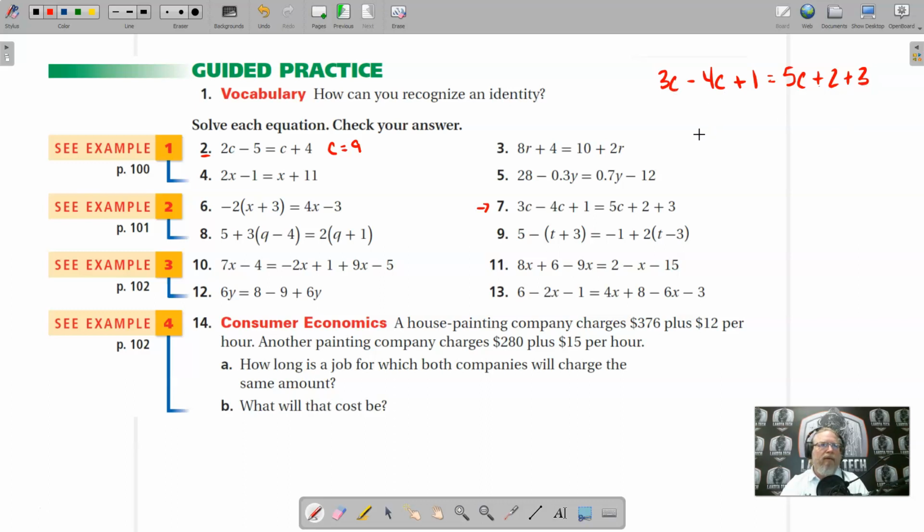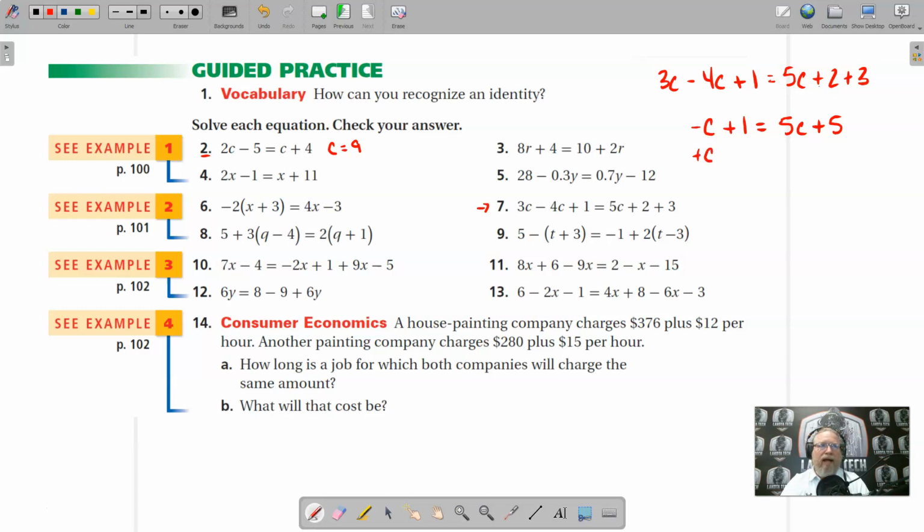3 minus 4 is negative 1. So I could say negative 1c, but I don't think I want to do that. I think I'm just going to put negative c. And then plus 1 equals, and I have 5c over here, and then 2 plus 3 is 5. All right, now I could subtract 5c from each side to get rid of this 5c, but this would make the left side negative 6c. And I want to keep my coefficient of the variable positive if possible.